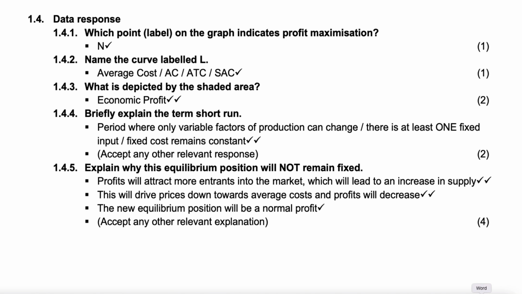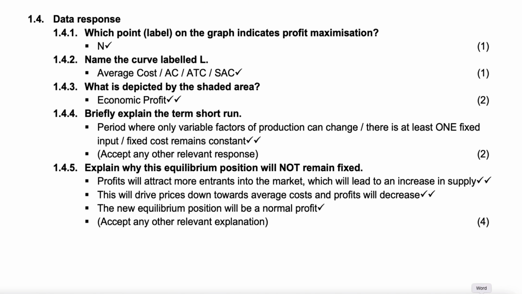Now we can present our answers and see if we got it right. All right, so which point or label on the graph indicates profit maximization? That was Nompumelelo. She got it right because it was N, and her name starts with N. She cheated. So yes, now I know why she got it right. N. Then number 2, name the curve labeled L. Well, this one was AC, correct? Yes, we said so. Then what is depicted by the shaded area? This was economic profit, we got it right.